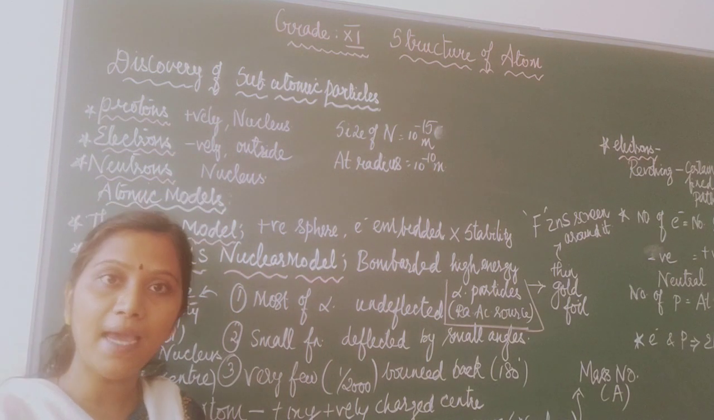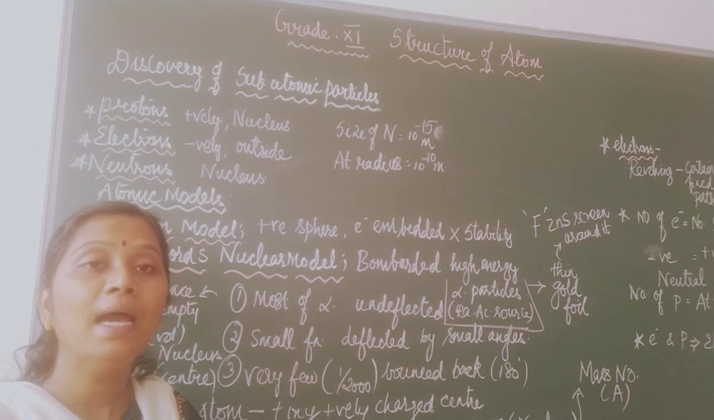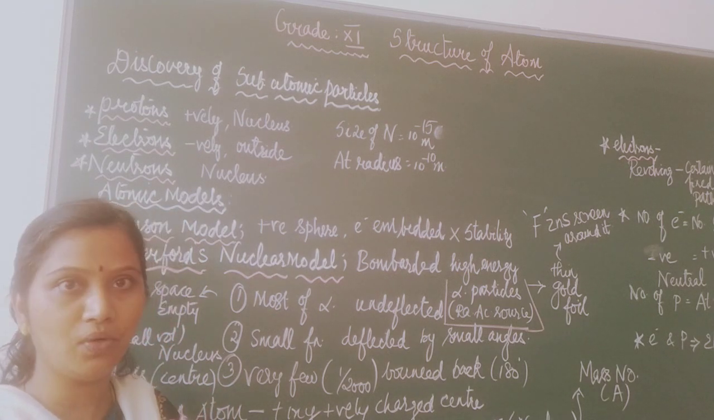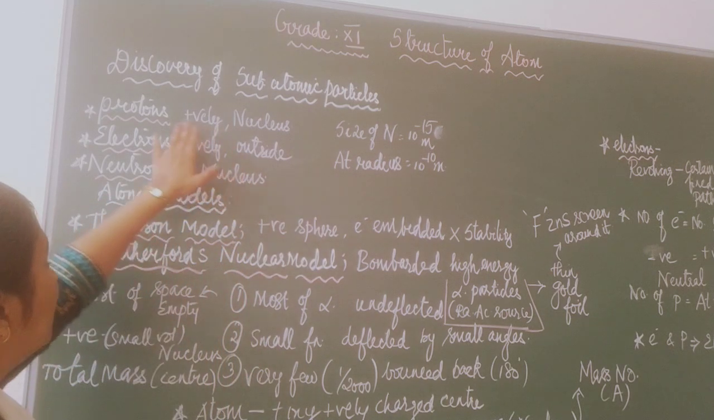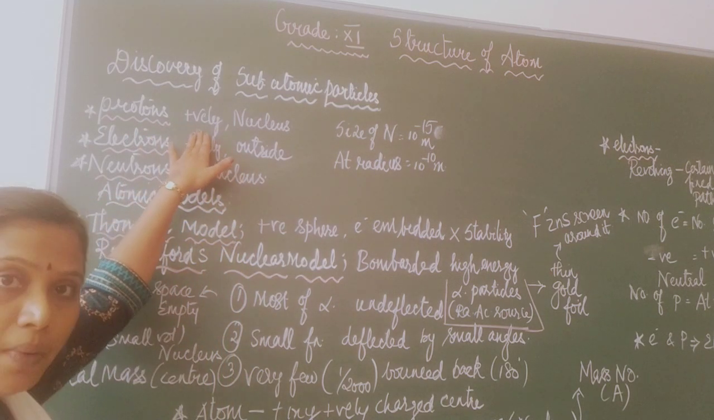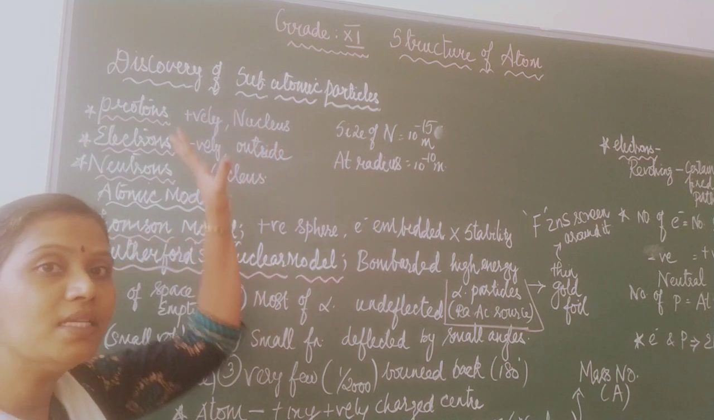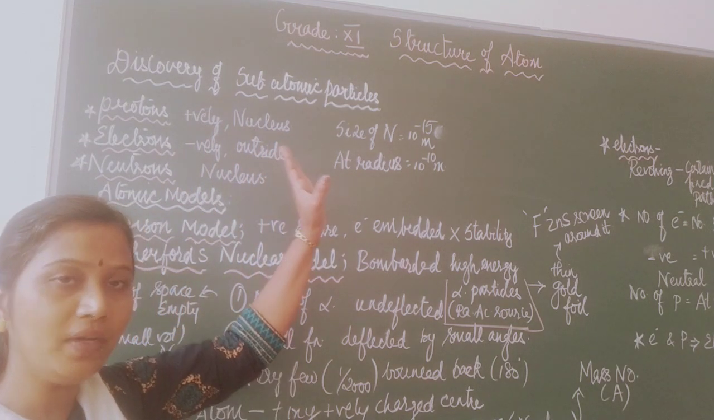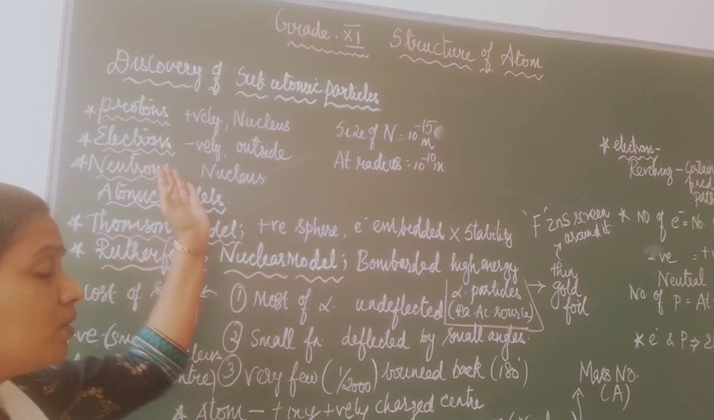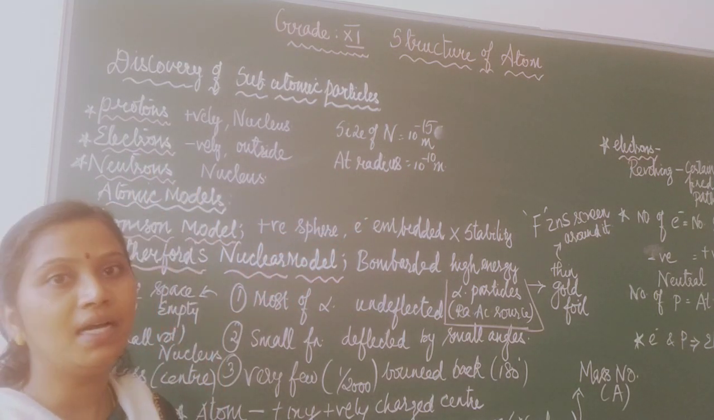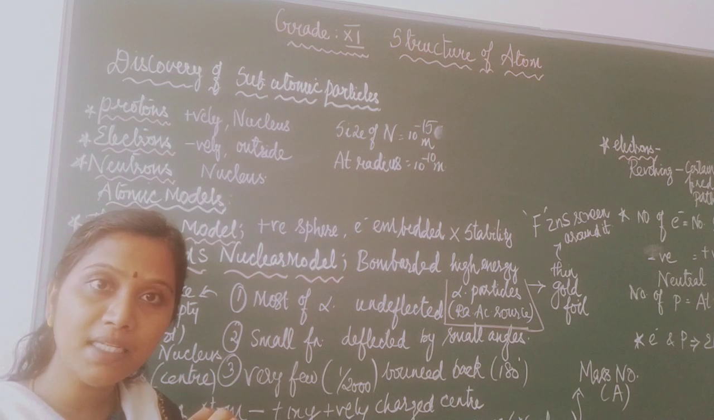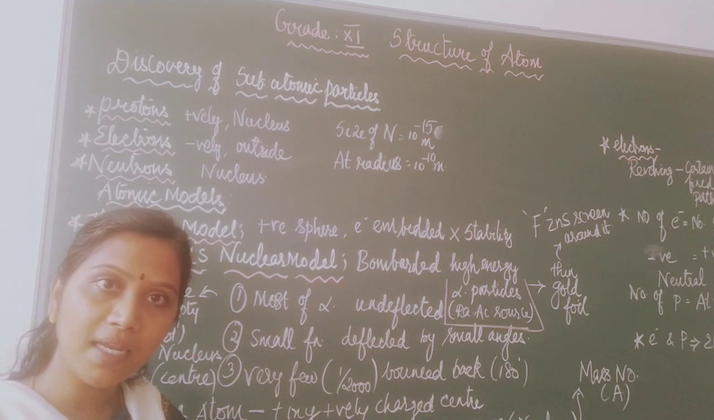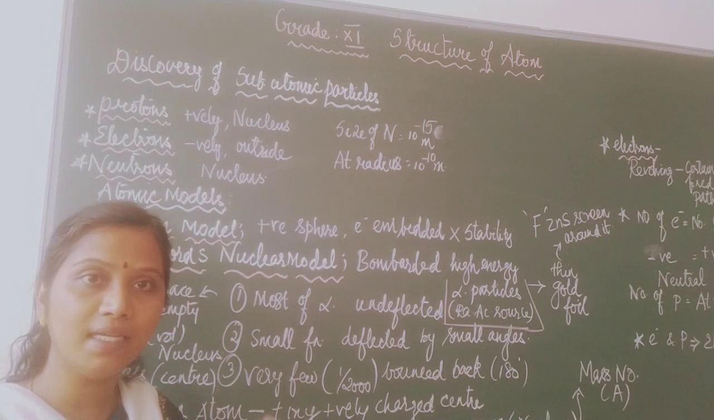So when I take an atom and look into its composition, an atom is made up of protons, electrons and neutrons. Okay. See, protons are positively charged particles. They are present in the nucleus of an atom, in the central part. And what about electrons? Electrons are negatively charged. They will not be present inside the nucleus, but they will be present outside the nucleus.